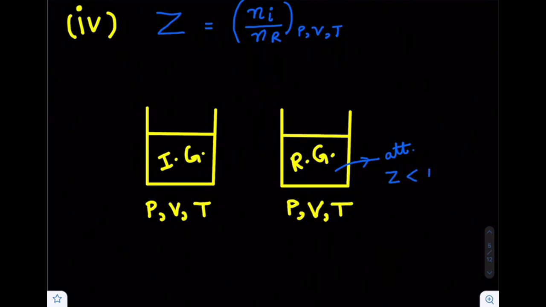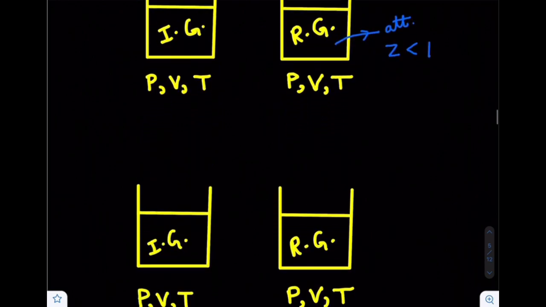So in case of force of attraction, if we want to put the real gas in the same volume at the same temperature and want to develop the same pressure, we have to keep more number of moles of real gas in order to develop the same pressure, right?